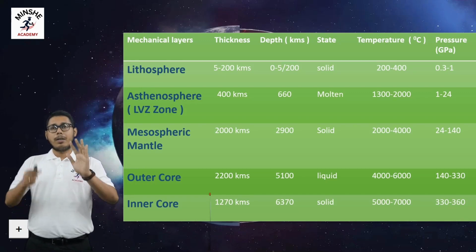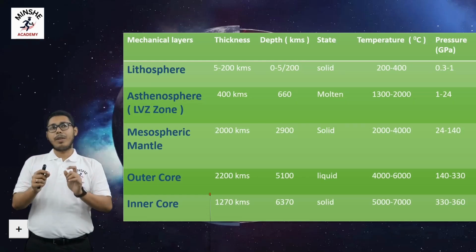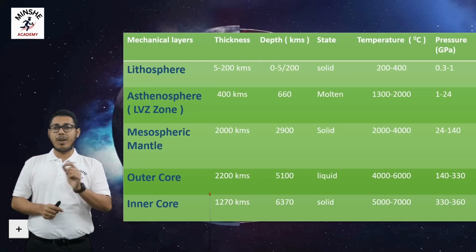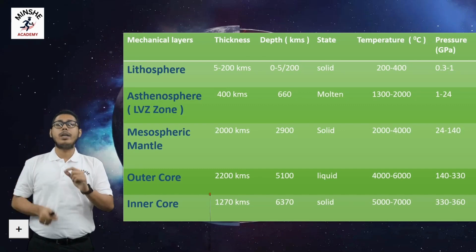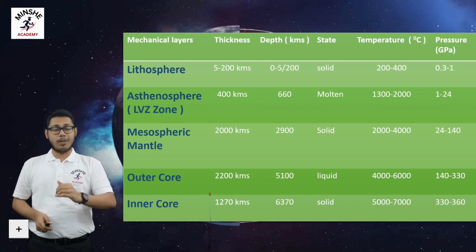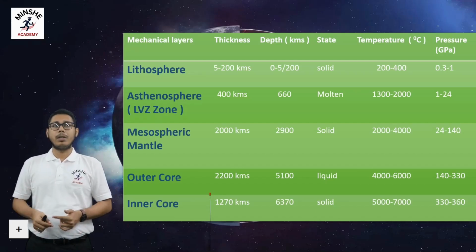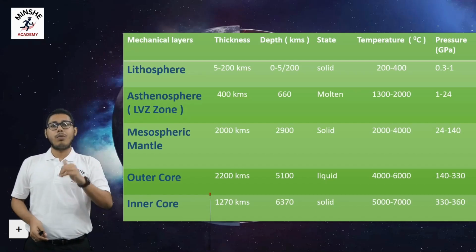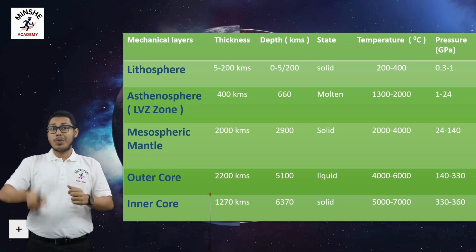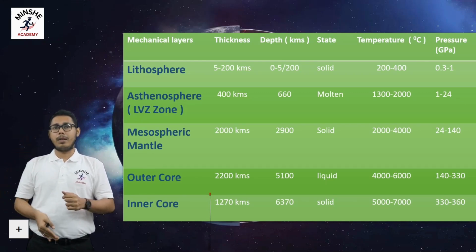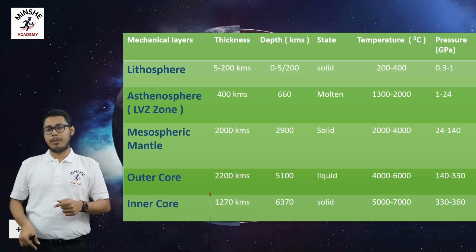Now to remember, you must understand one thing: for every 32 meters of depth as we go down, the temperature increases by 1 degree Celsius. So here you can see the temperature increase has been noticed, and even the pressure increase has been noticed.